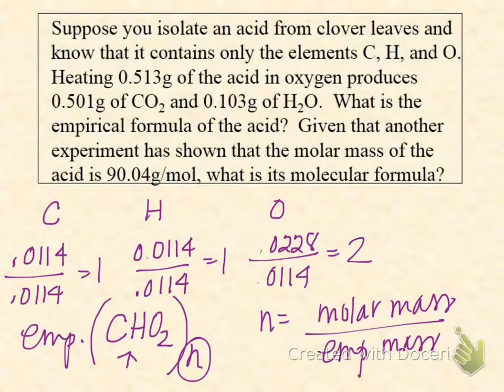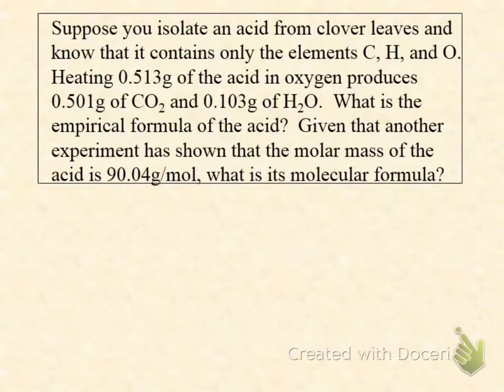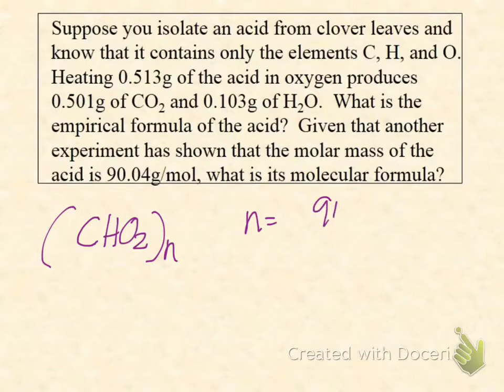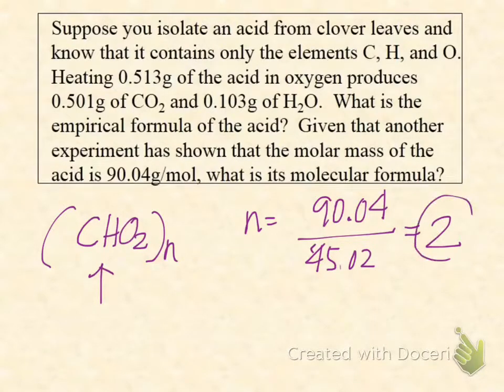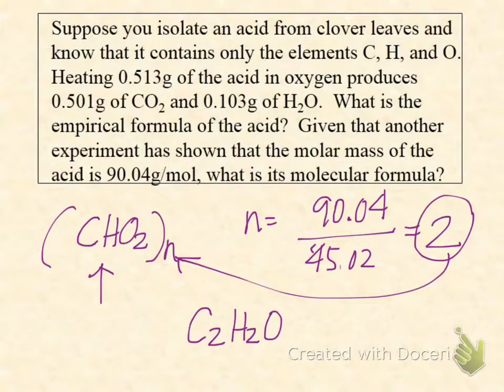So I'm going to erase this because I'm running out of room again. So we came up with the CHO2. You do not have to write it this way, but I find it an easier way to explain to you how to get from empirical to molecular. So it gave us a molar mass of 90.04, and then we're going to calculate the empirical mass of the CHO2. When we do that, we get 45.02, so it comes out to 2. So now we take that 2 and we plug it in there, and we get our molecular formula to be C2H2O4.